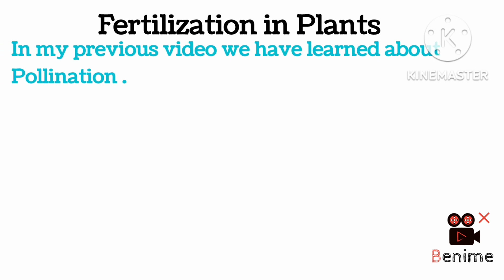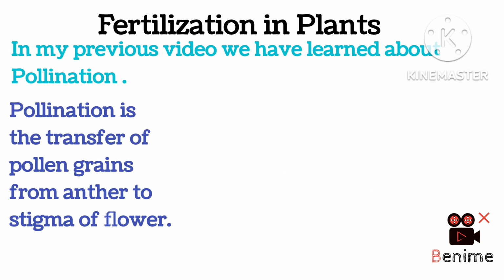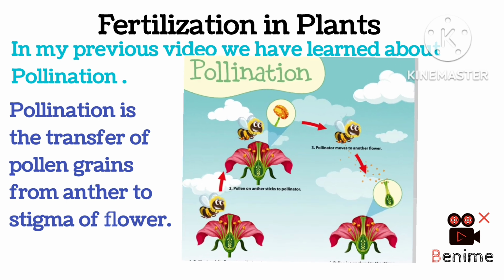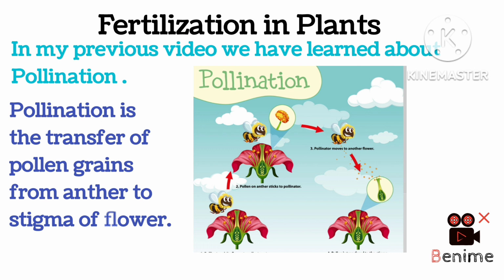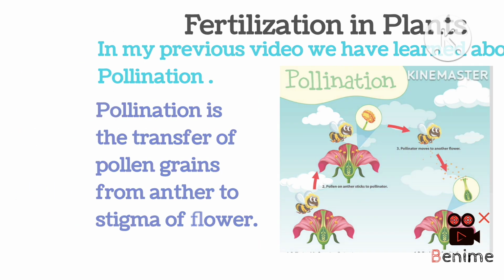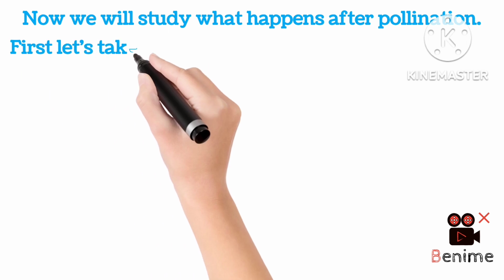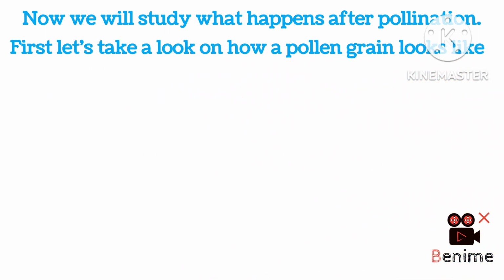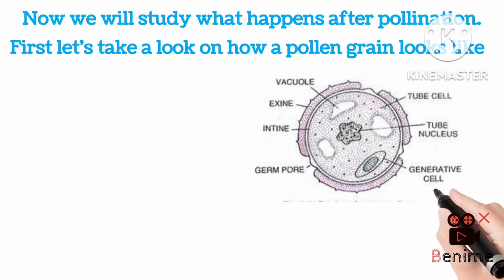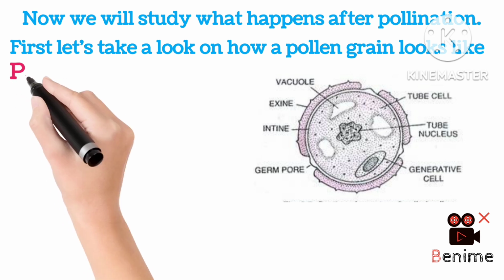Fertilization in plants. In my previous video we have learned about pollination. Pollination is just the transfer of pollen grains from anther to stigma of flower. Now we will study what happens after pollination. First, take a look at what a pollen grain looks like.